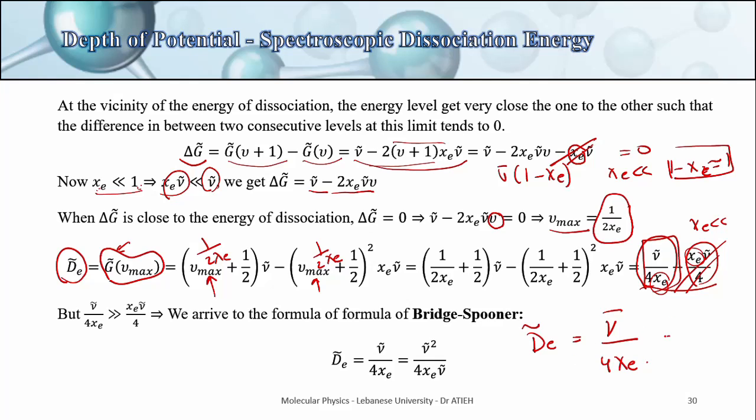Or we can write it this way, nu bar squared over 4 xe nu bar. So in this case, we have the anharmonicity constant as a function of centimeter minus 1, or as a wave number.